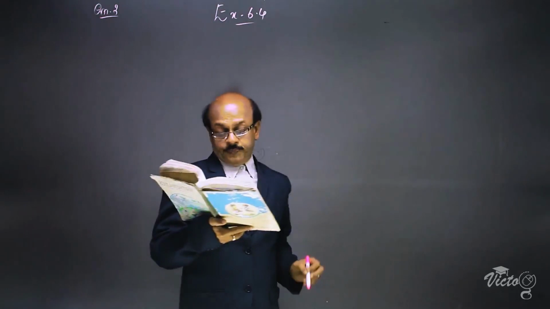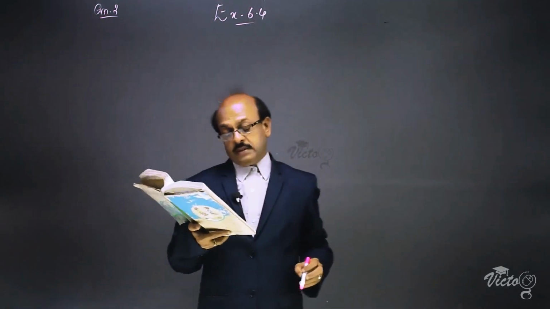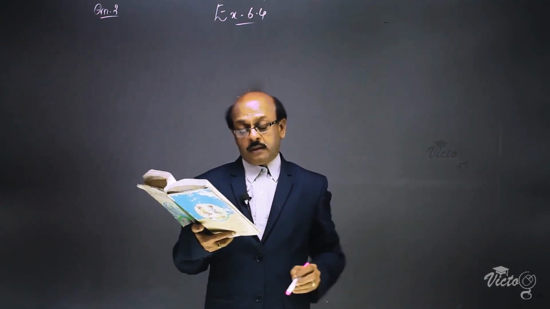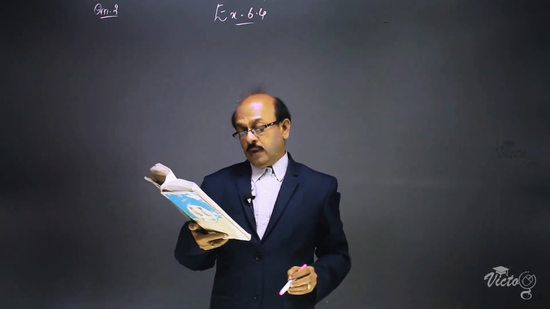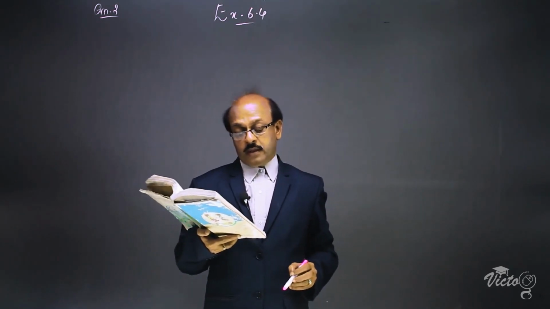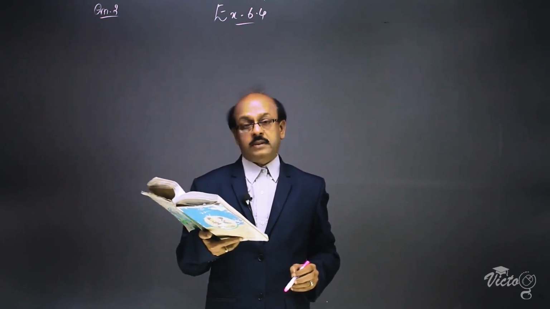The question is, diagonals of a trapezium ABCD with AB parallel DC intersect each other at the point O. If AB is equal to 2CD, find the ratio of the areas of AOB and COD.